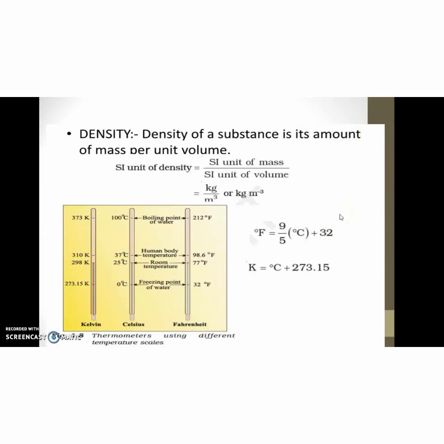So these are the basic units of matter: mass, weight, volume, density, and the 7 fundamental units you have to study for this concept. I hope you get the idea about the physical properties of matter and the units of properties of matter.